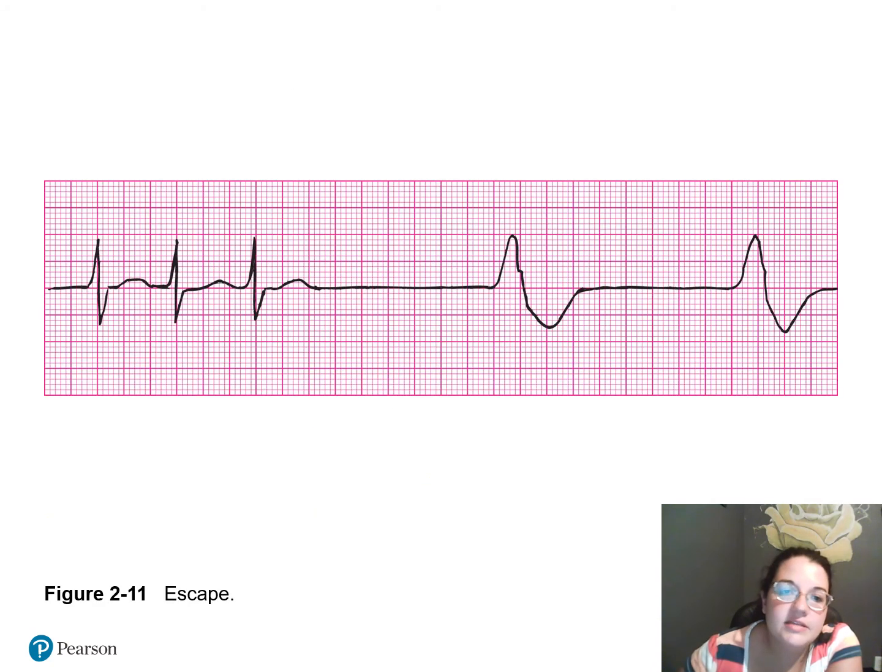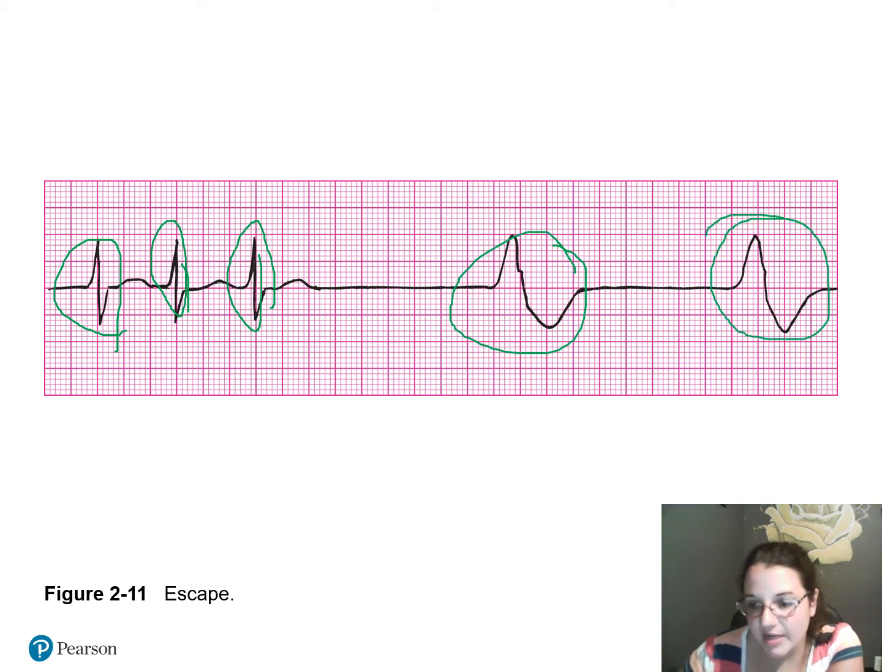So notice beat 1, beat 2, beat 3, beat 4, and beat 5. Look how spread out they become. For beats 1, 2, and 3, I'm looking almost normal. I'm missing my P waves. But then I have a long pause. And now I have an escape, crazy looking beat.